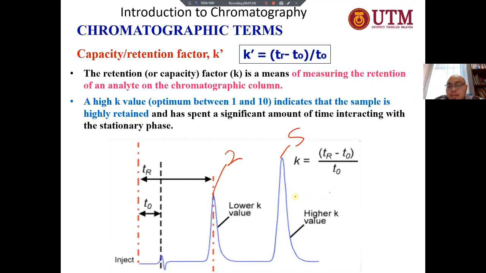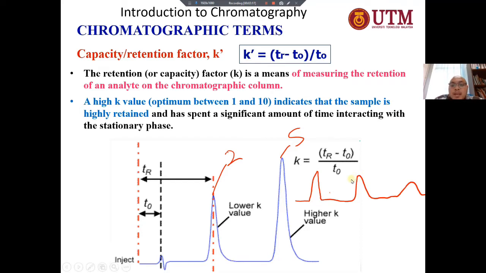The longer the analyte is retained, the broader the peak will get. The shorter it interacts with the stationary phase, the sharper the peaks become. So we try to keep the retention factor value between 1 and 10. It's better to have a high capacity factor, but not too much.